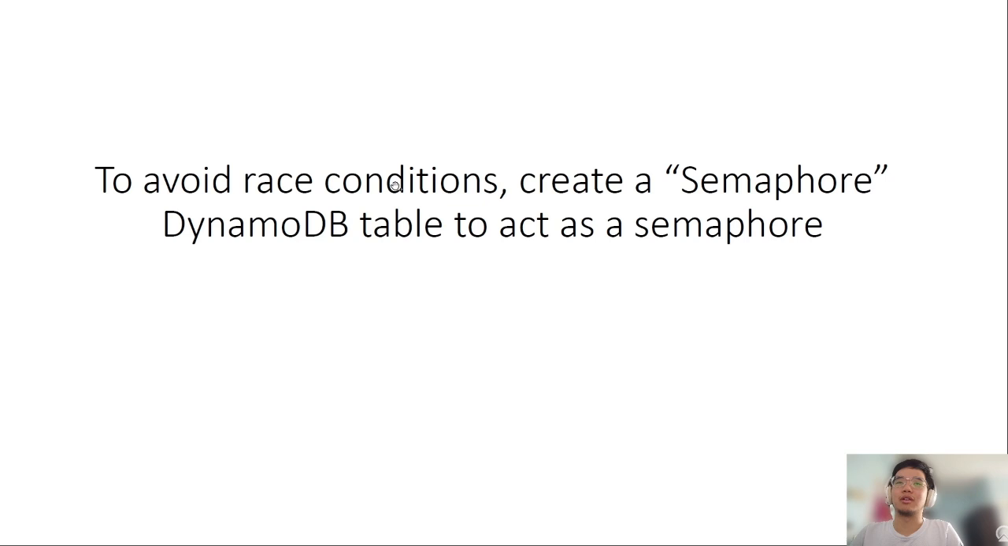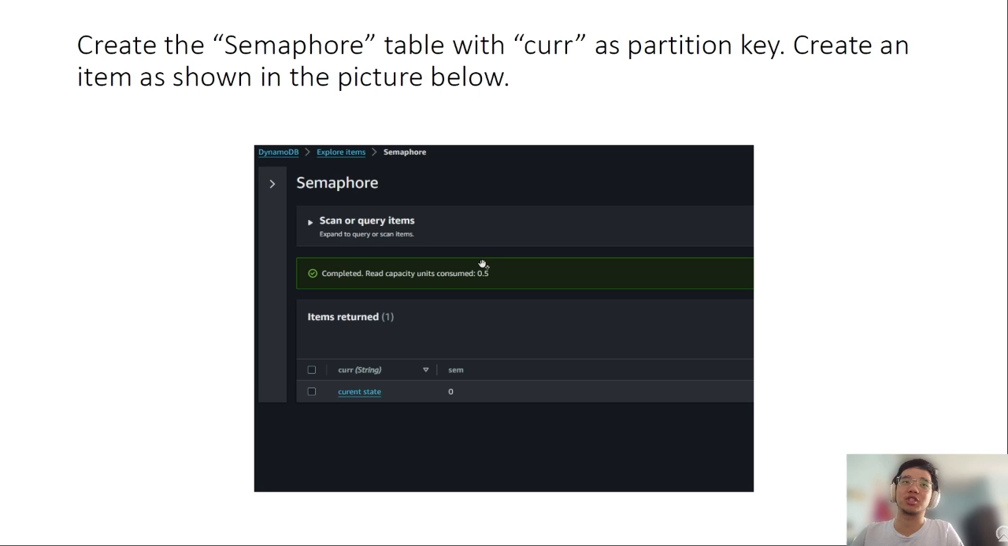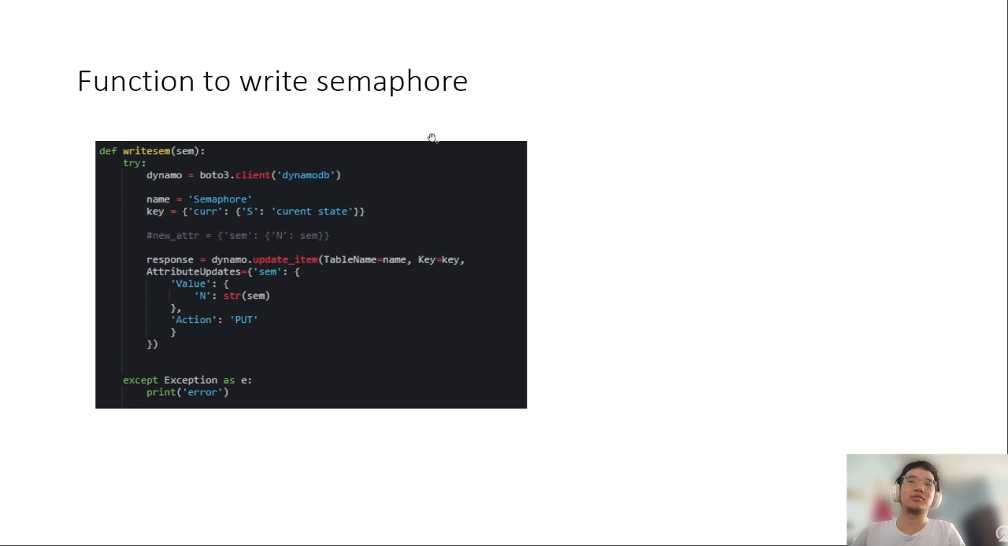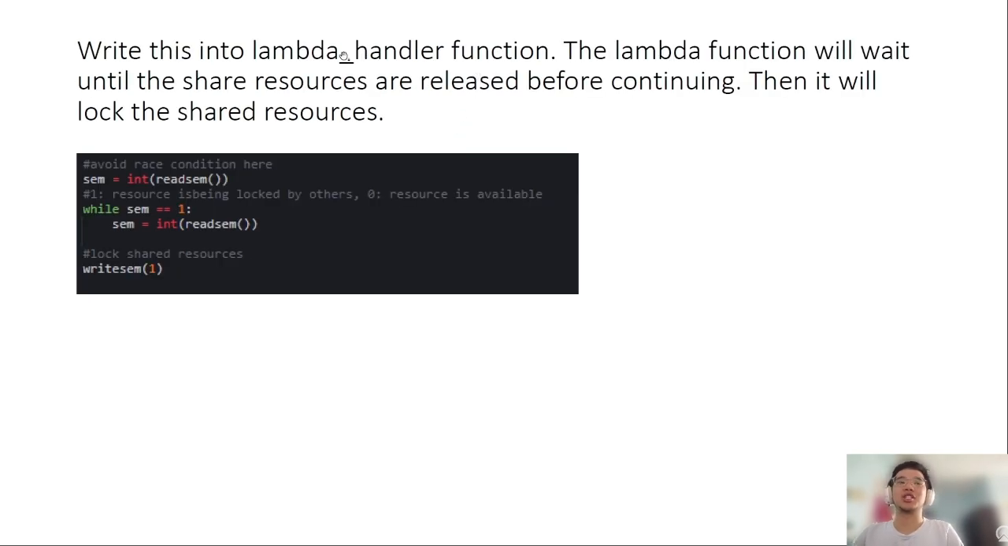Next, to avoid race conditions, we will need to create a semaphore, which we will implement by creating a semaphore DynamoDB table, because the current state table is actually a shared resource. So create a semaphore table. Set it to initialize to 0 or else the system cannot run. And this is a function to read the semaphore and a function to write the semaphore, same as the previous read and write functions. And this is how to use these functions.